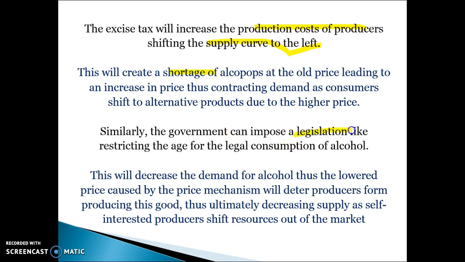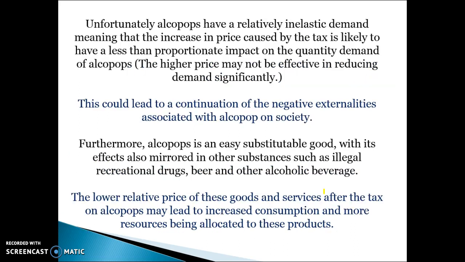The government can also legislate through having age restrictions on the consumption of alcohol. This will decrease the demand for alcohol, and thus the lowered price caused by the price mechanism will deter producers. That's talking about if we use the age limits. Decreasing supply as producers shift their resources elsewhere.